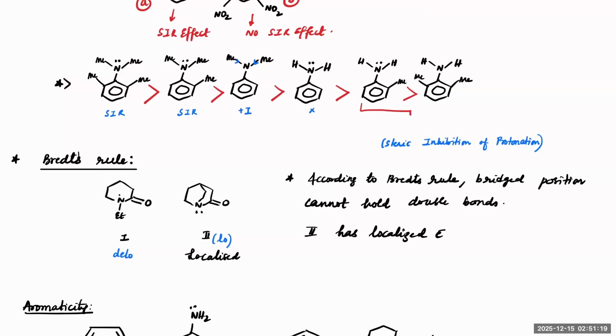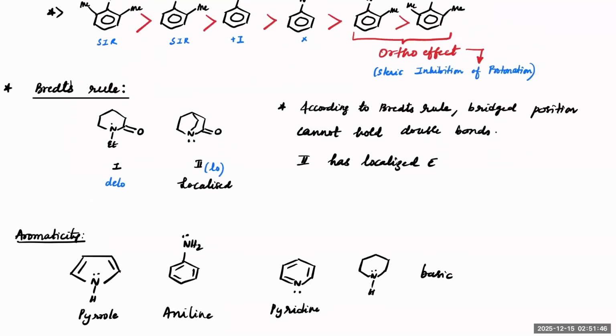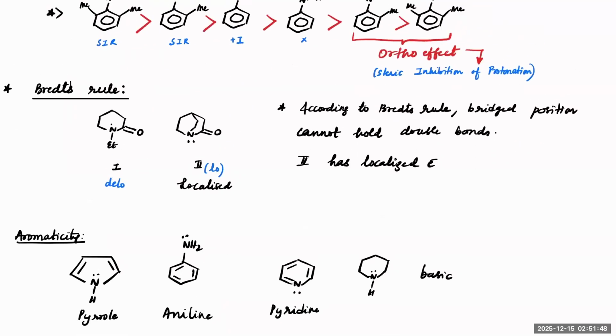The last two cases are the typical cases of ortho effect. And the name of this ortho effect when it comes to anilines, we call it steric inhibition of protonation, SIP. So the ortho effect's name for aniline is SIP, steric inhibition of protonation. Okay. As I go ahead, I'll explain what the ortho effect is on this amines part.